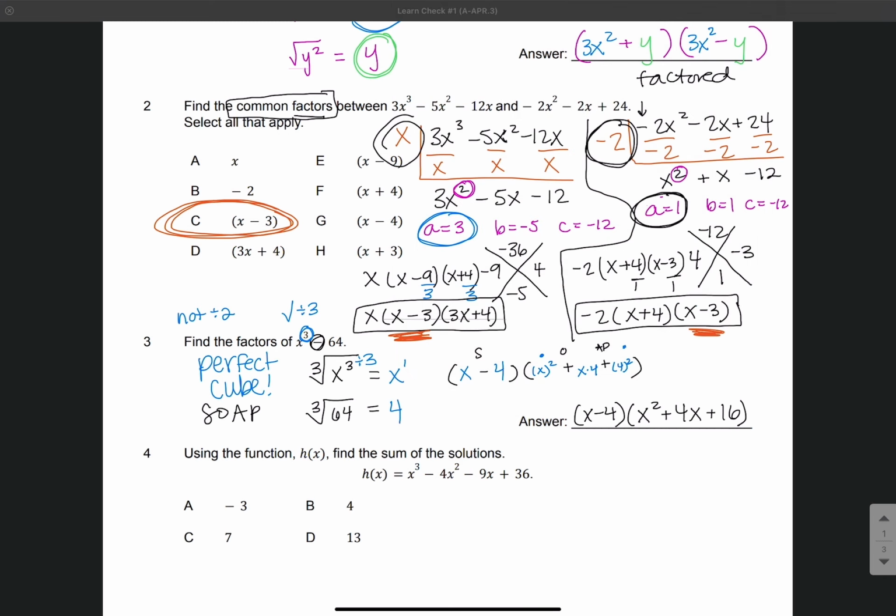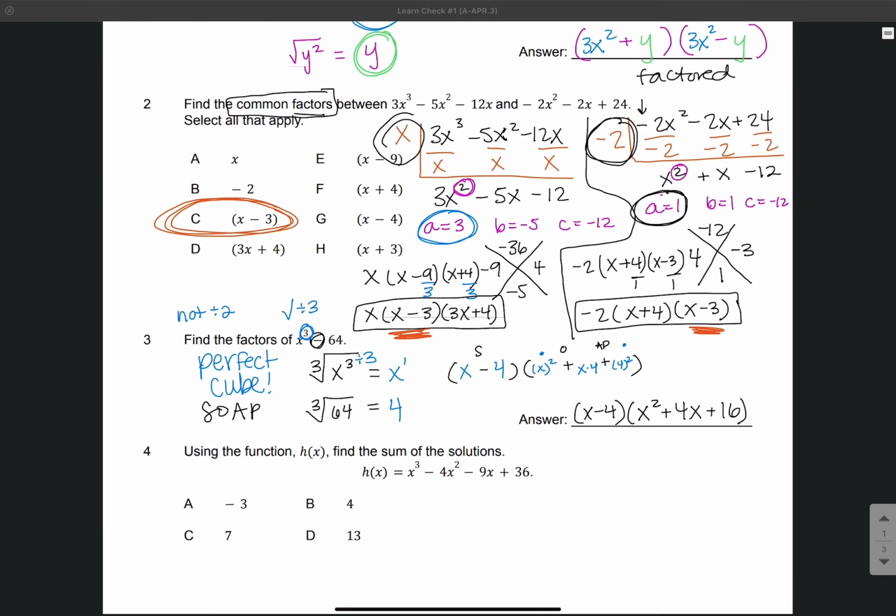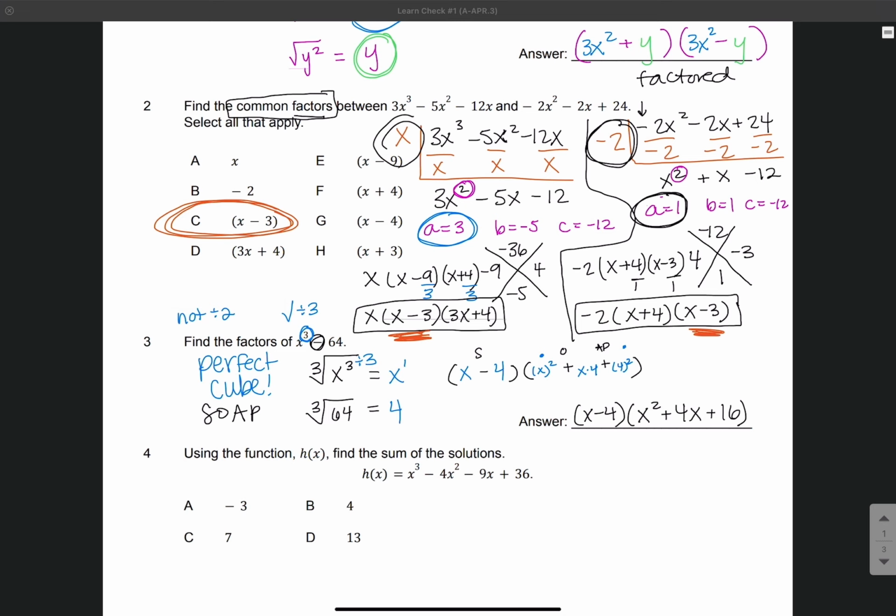All right, let's look at problem number 4. Nope, it won't let me move it down all the way. That's okay. All right, we need to find the sum of the solutions. Sum of the solutions. So notice we have 1, 2, 3, 4 terms. So that makes me feel like we need to do grouping.